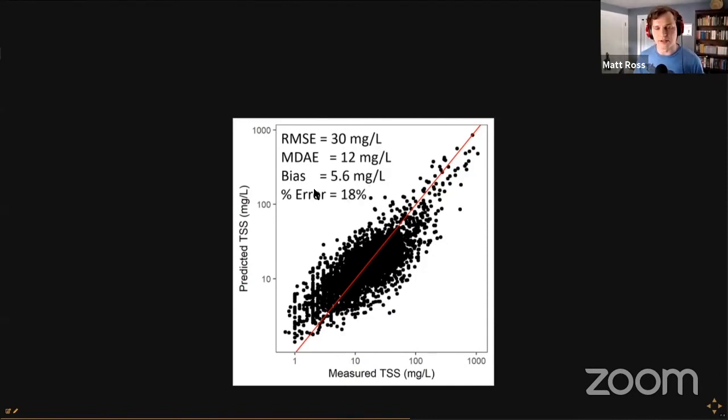And this is a national model again, and we're getting percent error of around 18% and a median error of 12 milligrams per liter and an RMSE of 30. So not bad, given that we're applying this model at once everywhere with relatively little local data. All we're using locally is the elevation of the river.